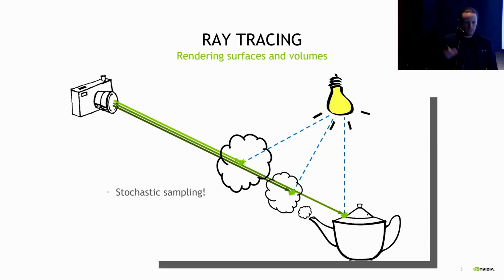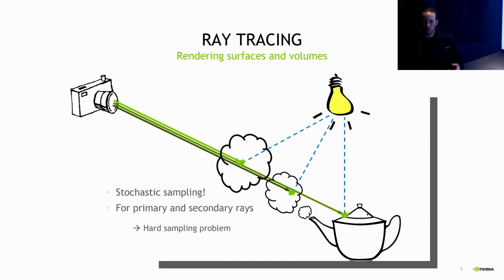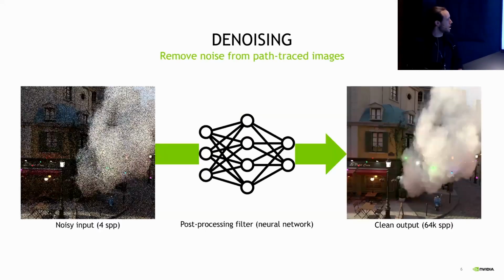So each ray samples the scene, and some of the rays may actually hit the volume, some rays may not, and the position where you actually hit the volume is determined by the sampling, so it changes every time. And that's true not only for primary rays, it's also true for secondary rays, which turns into a pretty hard sampling problem. This is also, again, why we need to rely on denoisers in order to make it work.